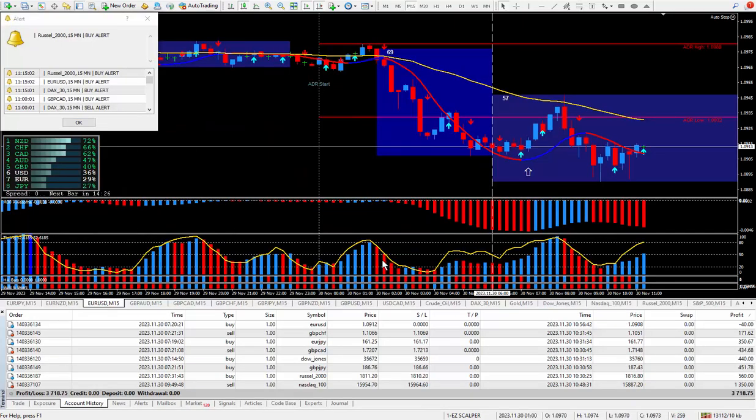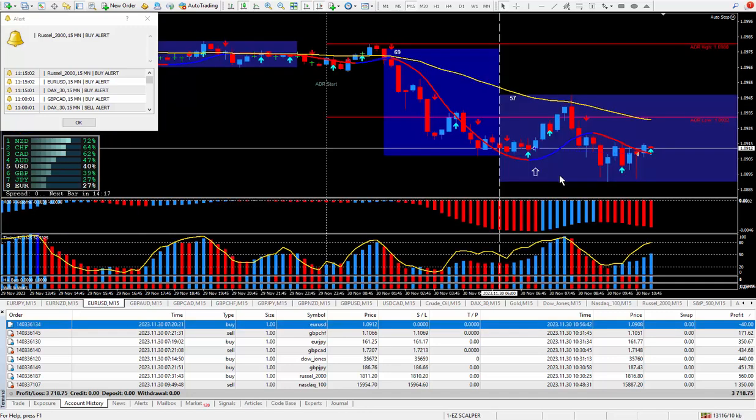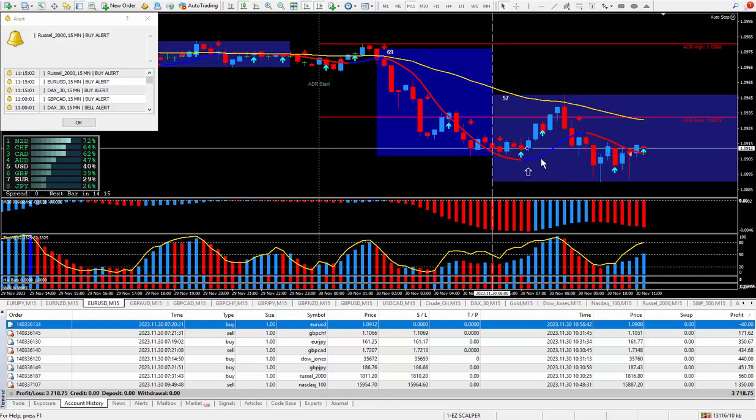Okay, now we can get into these trades. The first one at the top is the euro dollar. So let's run a check. Wanted to be buying it. There's the arrow right here, super signal arrow.